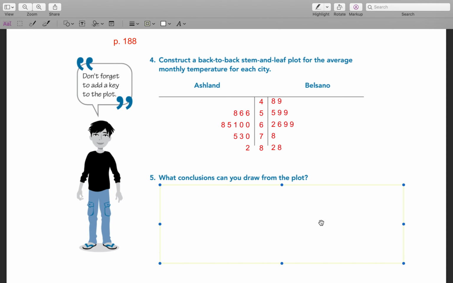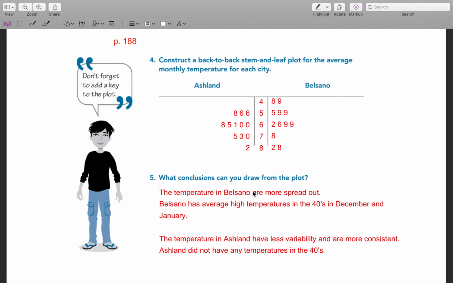All right, so you should have gotten something like this. The temperatures in Bolzano are more spread out. Bolzano has average high temperatures in the 40s in December and January. The temperatures in Ashland have less variability and are more consistent. Ashland did not have any temperatures in the 40s.